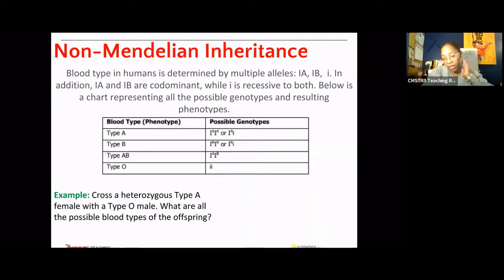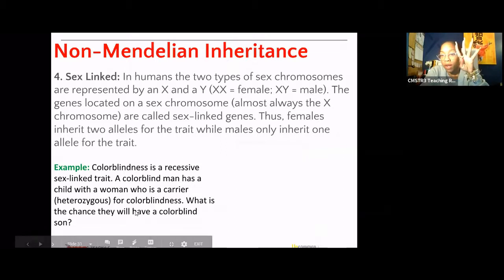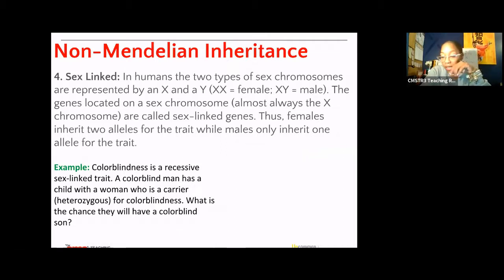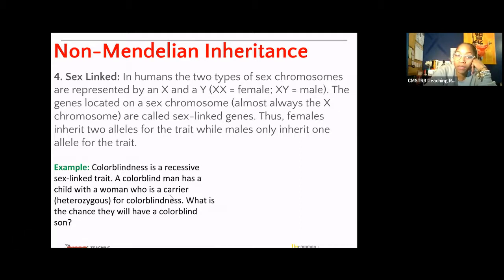One more thing before we do our practicing. Another type of codominance is sex-linked. So we said in the beginning of this part that sex-linked traits are attached to the X chromosome. In this case, it says colorblindness is a recessive sex-linked trait. A colorblind man has a child with a woman who's a carrier for colorblindness. What is the chance they'll have a colorblind son?